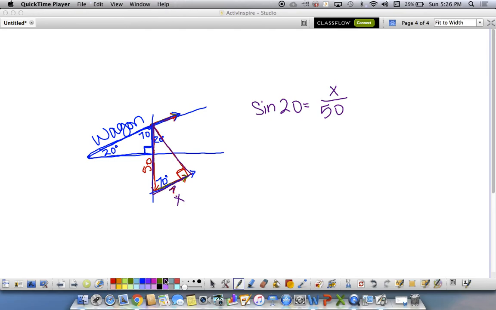Can I find that opposite? Yes, I can. I can say 50 times sine 20, and that will give me x, which is the force I want that will keep this wagon from rolling down the hill. Okay? So 50 sine 20 is approximately 17 pounds. X is approximately 17 pounds. So I need a 17-pound force pulling that wagon or holding that wagon to keep it from rolling down the hill. Okay? That's what will help me.